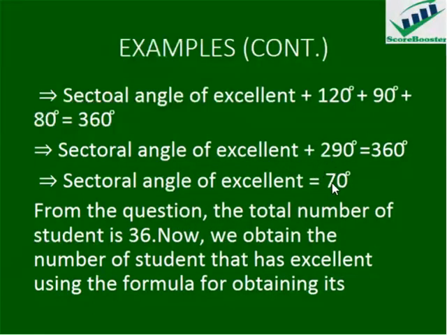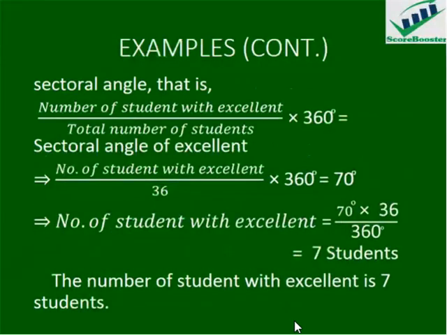Since we have the sectoral angle for excellence, we have the total number of students, so we can obtain the number of students that has excellence using the formula for obtaining sectoral angle of excellence. So that is the number of students that has excellence divided by the total number of students times 360 degree will be equal to sectoral angle of excellence. That is how to find sectoral angle.